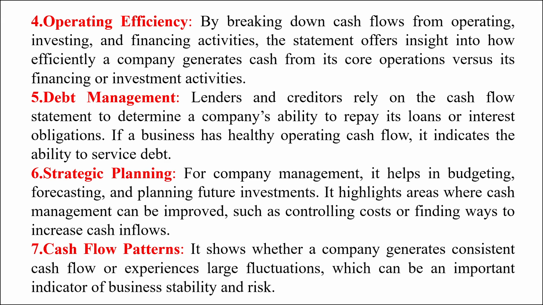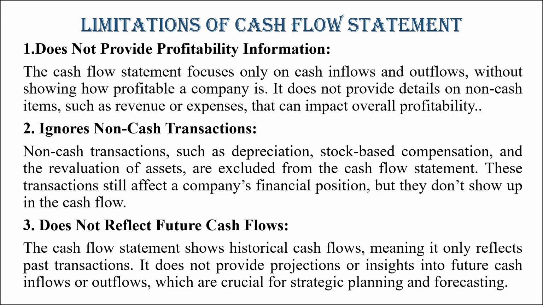Strategic planning. For company management, it helps in budgeting, forecasting, and planning future investments. It highlights the areas where cash management can be improved, such as controlling costs or finding ways to increase cash inflows. Next, cash flow patterns. It shows whether a company generates a consistent cash flow or experiences large fluctuations, which can be an important indicator of business stability and risk.